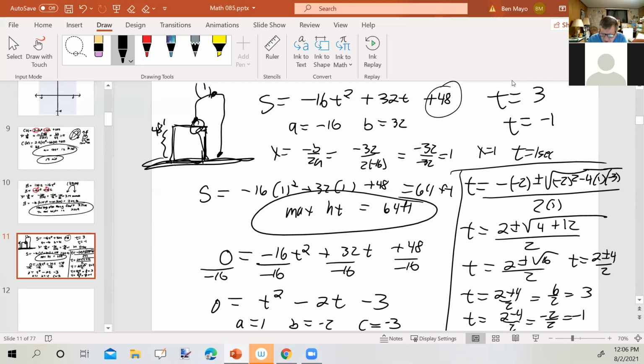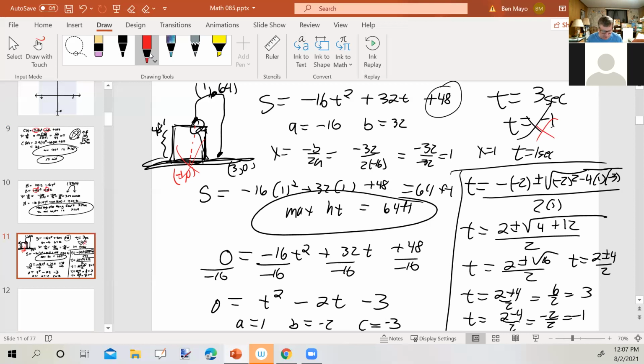But those are times, and time can't be negative, so it's going to be 3 seconds. So let's see, the vertex is at 1, 64. The maximum height is 64 feet. When the ball reaches the ground is at 3, 0: at 3 seconds, it's at 0 height. Where's that negative 1? Well, if we extended this graph as a parabola down here, this would be negative 1, 0. But that doesn't literally exist because you can't have negative time, regardless of what science fiction movies may tell you. At least not yet, we've discovered it. So this doesn't exist, nor is it a correct answer.